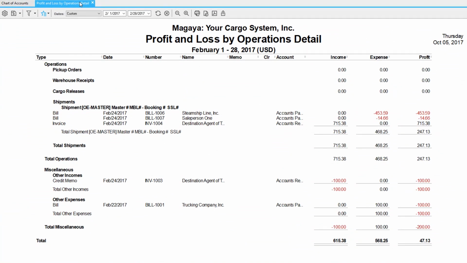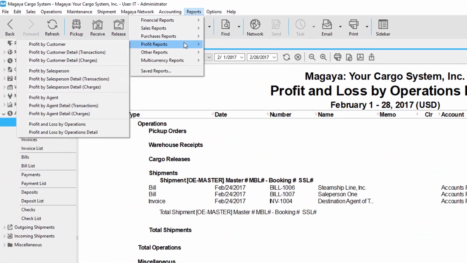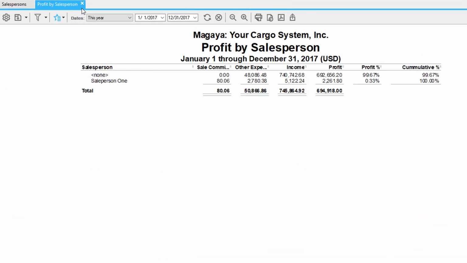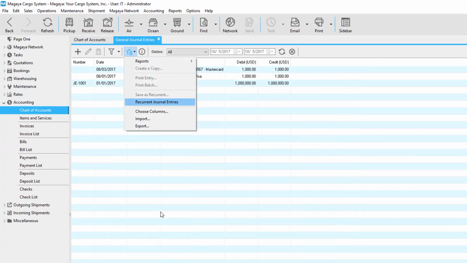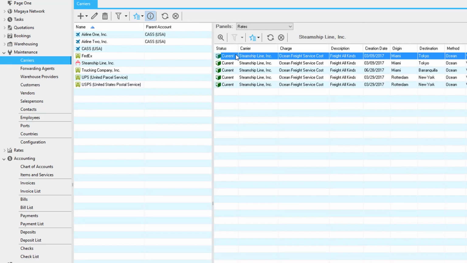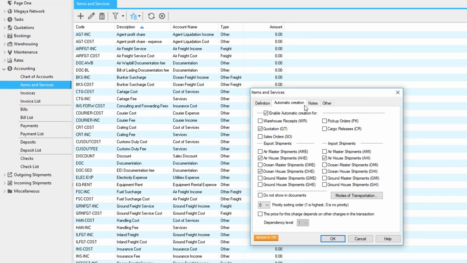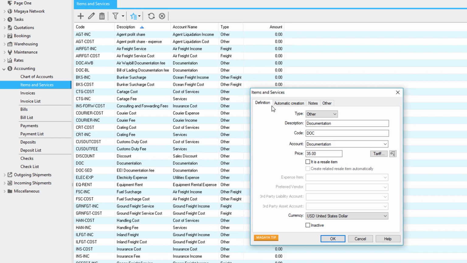Because all of the data is connected, you can create a profit and loss by operations report, a unique feature that shows each operations transaction for any time period with associated income, expense, and profit coming from the related accounting transactions. You can also see profits by customer, salesperson, and by agent. Some of the automation features include recurrent transactions, periodic invoicing, and automated freight rates. Set your system to include specific charges on certain transactions, such as a documentation fee on every shipment, to ensure that revenue is not lost.